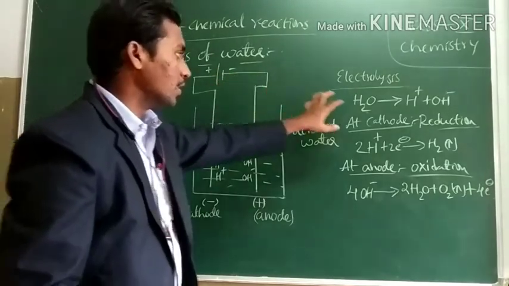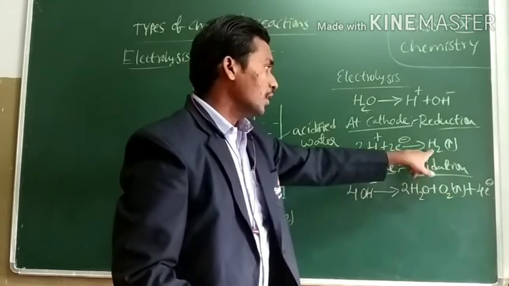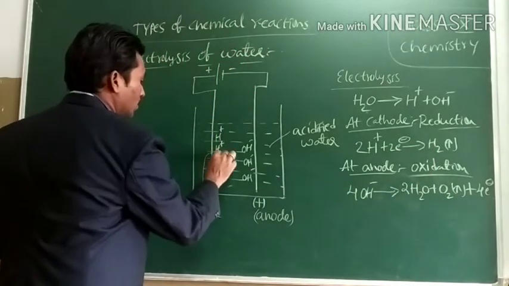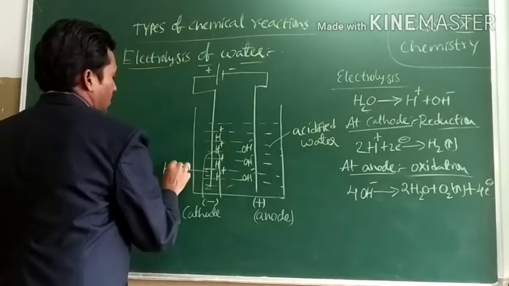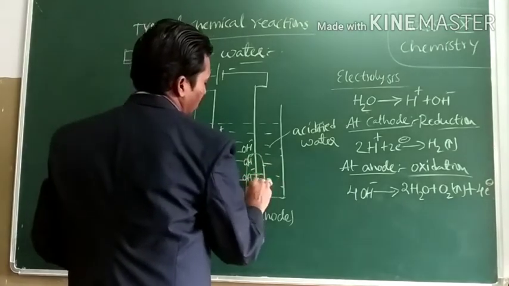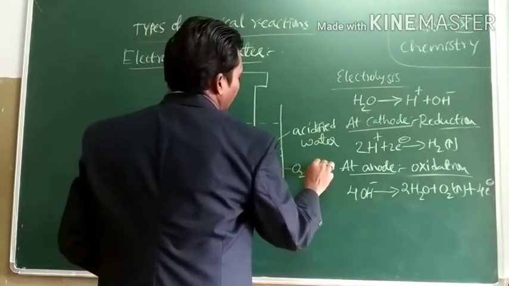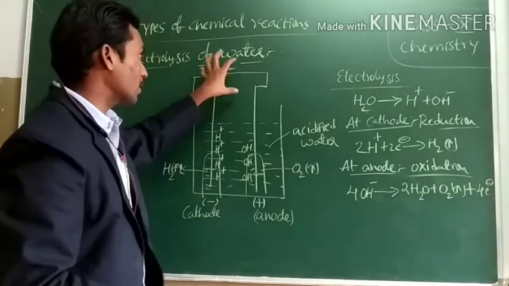Water gets dissociated into hydrogen gas and oxygen gas. Hydrogen gas is liberated at the cathode. At the cathode, we get hydrogen gas. At the anode, we get oxygen gas. This is called electrolysis of water. It is carried out with the help of electricity.